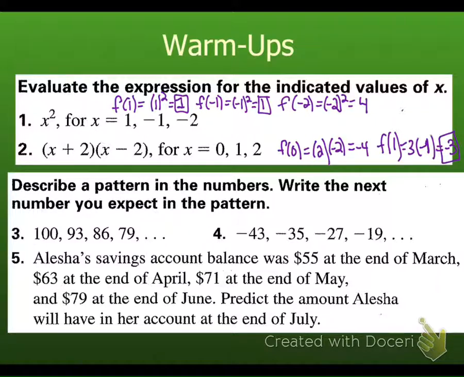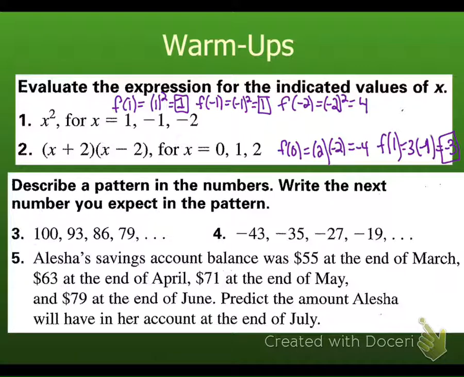So I heard some people saying some common answers for that, but just remember 1 times anything is whatever the other thing is. And then as long as there's only 1 negative, it stays. If there's 2 negatives, it goes away. Do you guys have any questions on those first 2? Okay, if you do, just let me know.